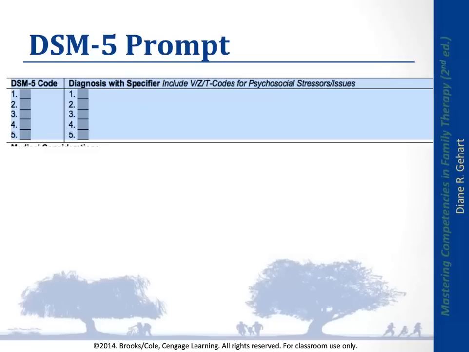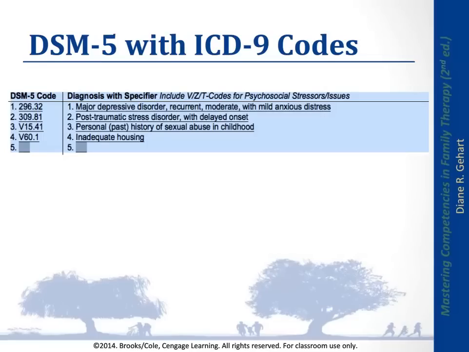You put the code in, and then you're going to write out the diagnosis with the specifier. So here's an example DSM-5 diagnosis with ICD-9 code. This will be good through October 2014. Or if you're looking through old files, this is what it's going to look like. So you'll see you have your code, and then you're going to write out the diagnosis with any specifier.